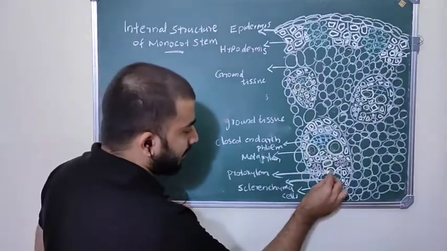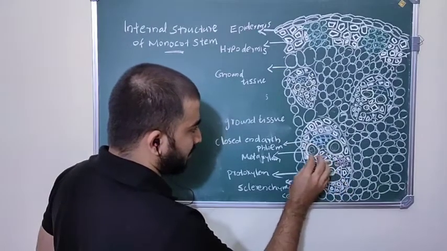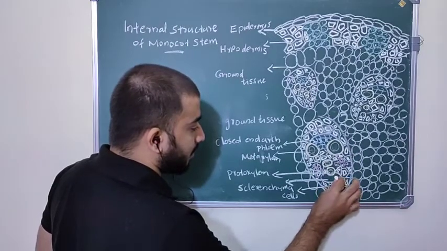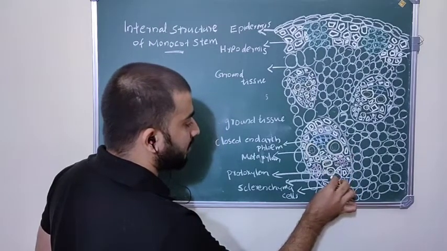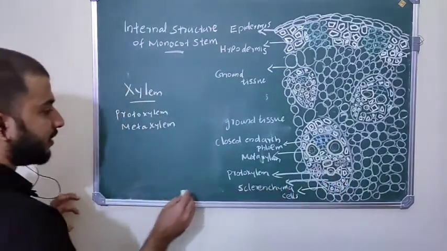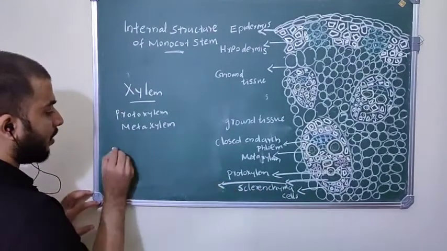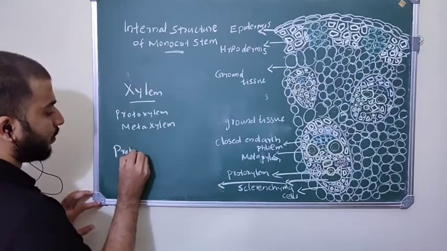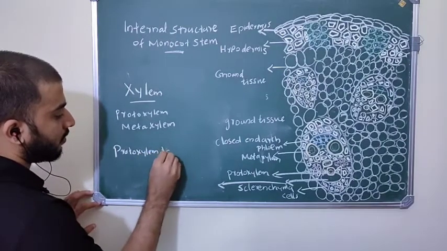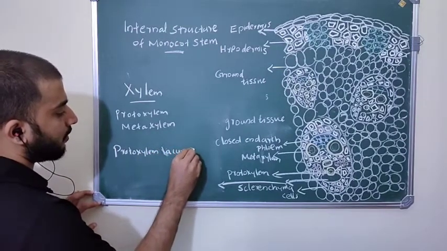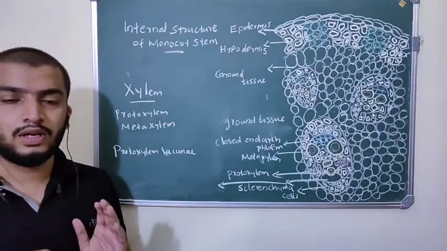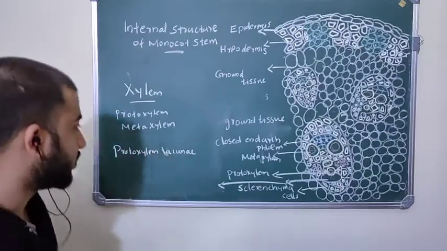But the last xylem in this vascular bundle, especially in older vascular bundles, the last protoxylem in an older vascular bundle disintegrates and forms a cavity. That cavity is called protoxylem lacunae. So this cavity is called protoxylem lacunae. That's about xylem vascular tissues.